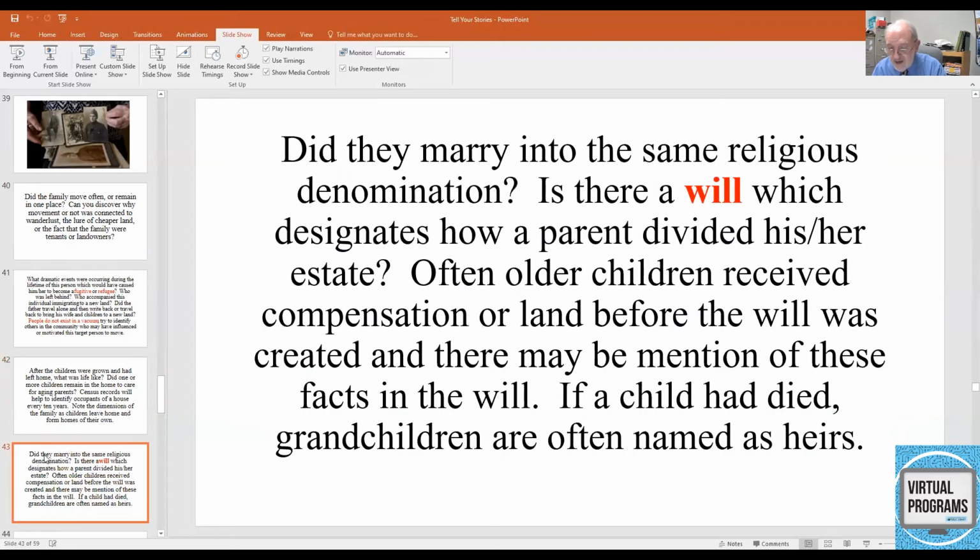Did they marry in the same religious denomination? Is there a will which designates how a person divided his or her estate? Often older children received compensation or land before the will was created, and there may be mention of these facts in the will. If a child had died, the grandchildren are often named as the heirs.